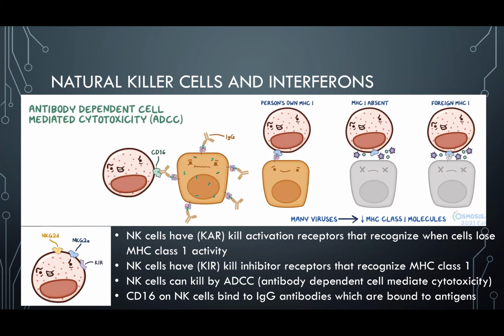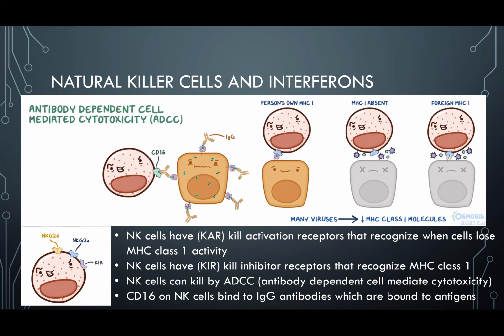Natural killer cells follow kill or don't kill instructions when deciding on a target cell. Natural killer cells have activation, or KAR, kill activation receptors. They recognize when cells lose MHC class I activity. This happens during a viral infection or during tumor growth. Also, natural killer cells have inhibitory or KIR, kill inhibitor receptors that recognize MHC class I activity and instruct natural killer cells not to kill the target cell.